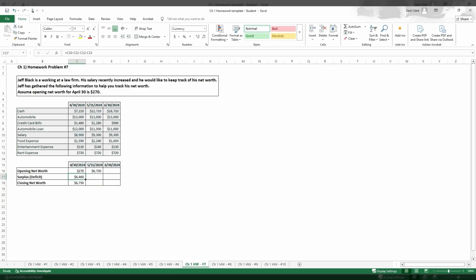Now, because we learned our handy Excel technique, we can just drag that over. And remember, that'll take our salary minus food expense, entertainment, and rent. And our formula basically just does that. This is adding these two together, so we can also just drag that across. Helps us there. So then the only thing we're missing now is just the opening net worth for June, which is the closing net worth of May, the month before, and we can easily just do an equals.